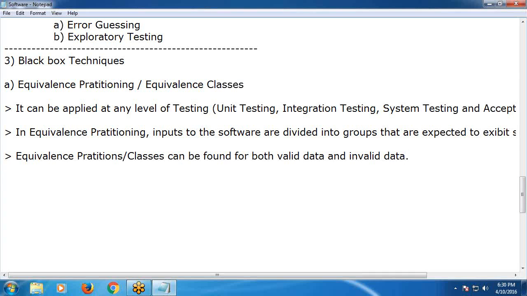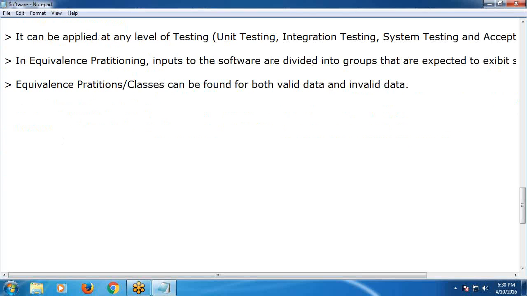This is the brief introduction about equivalence partitioning. I will provide examples. Before examples, one general topic: data. We use data for testing, input data, test data. We have three important data factors.